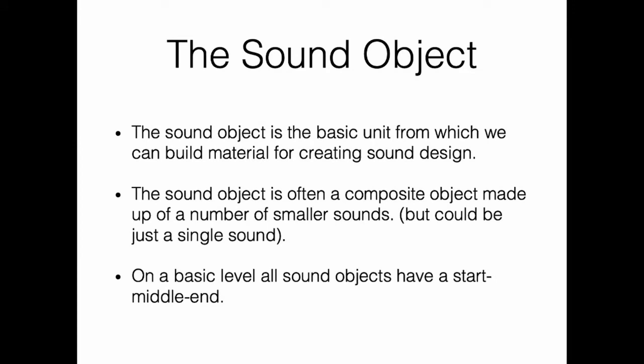So one way we can understand this is to think of the sound or the audio that we're putting to our animation, our video, as a sound object. A sound object is what we might call the basic unit from which we can build material for creating sound design. It's a composite object, often made up of a number of smaller sounds, or sometimes a single sound, but when we listen to it or play it back, those different elements are all perceived as one single unit. On a basic level, all sound objects have a start, a middle, and an end. Let's go back to that video.